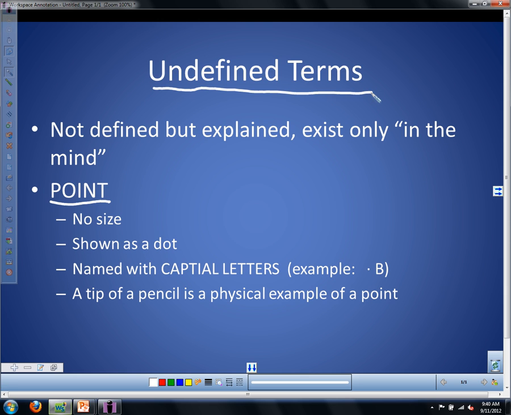What's that? A point is one of the undefined terms, yes. Our technical definition is a point is something that has no size. Something that has absolutely no size.